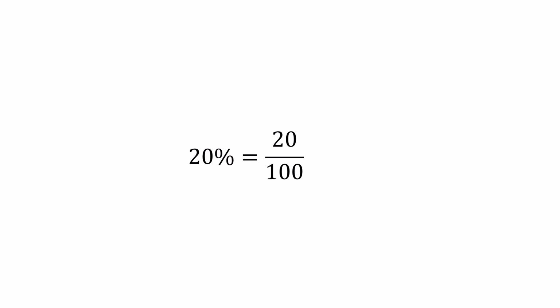But first, 20% means 20 divided by 100 because the word percent means per 100. So 20% is equal to 0.2. 20% and 0.2 are the same number, they just have a different notation.